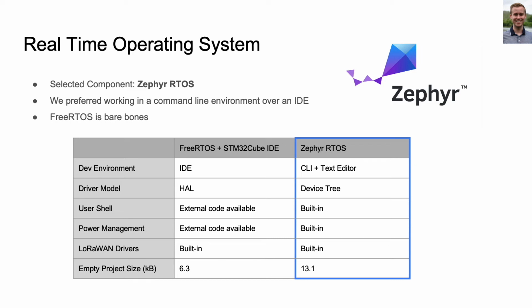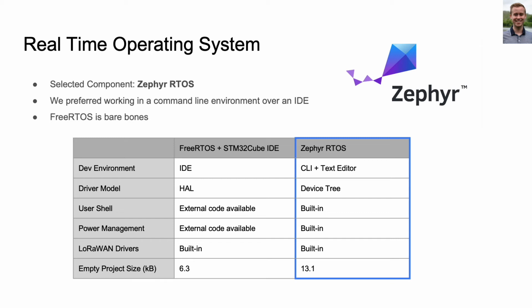Zephyr is an open source RTOS maintained by Nordic Semiconductor. One of the things about Zephyr we liked was the use of command line tools. This allowed us to use the text editor of our choice instead of a clunky IDE. As you can see in this table, it had built-in support for features that we knew we would need, such as a user shell and power management, things that FreeRTOS did not support out of the box.